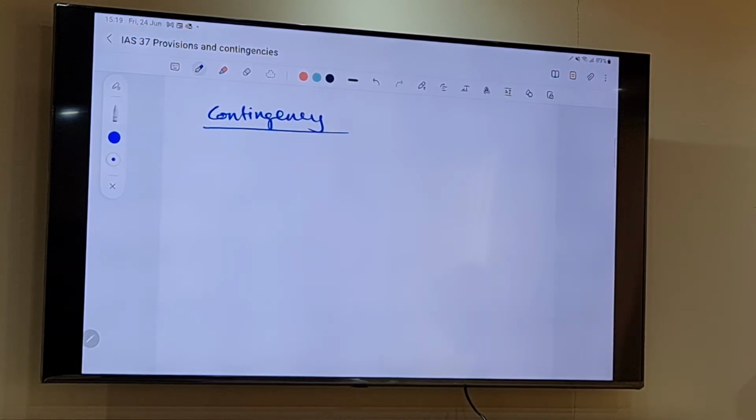Contingency. Actually we study this from standard number IAS 37. International Accounting Standard 37 is for recording provisions and contingencies. First let's understand what the contingency is, then we will try to understand what the provision is.